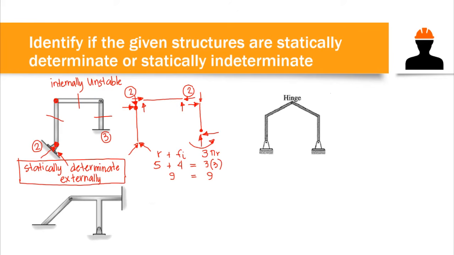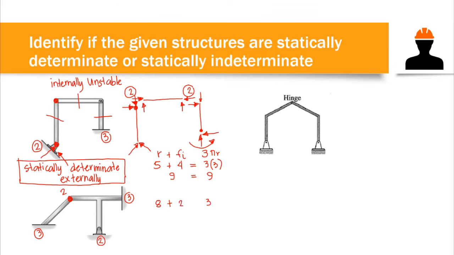How about this one here? We have the number of reactions. At this point, since this one is a fixed support, we have 3, correct? And this is a hinge support, then we have 2. And this one is a fixed support, then we have 3. So the number of reactions is 8. Plus the internal forces, we have 2 at this point since that is an internal hinge. Okay, so we have 2.